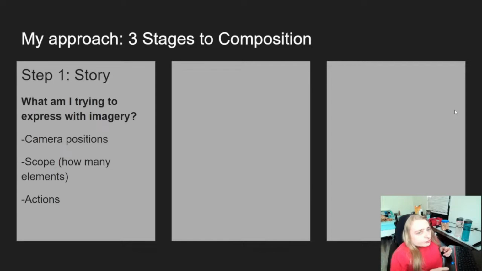First, I like to consider the story of the image that I'm trying to draw. What is the image? What is the story that I'm trying to tell? Things that I consider in story are where is the camera? How many elements are in the scene? And what actions might be taking place or were implied.